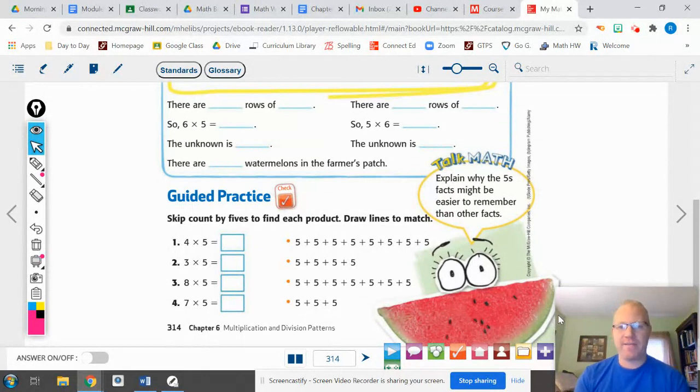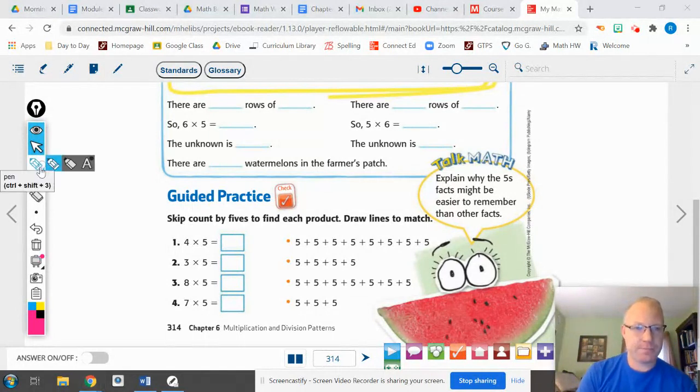Explain why the 5's facts might be easier to remember than other facts. If you said because it always ends in 0 and 5, you understand the pattern and you can figure out those 5's super quickly. Let's check it out. So we have skip count by 5's to find the product.